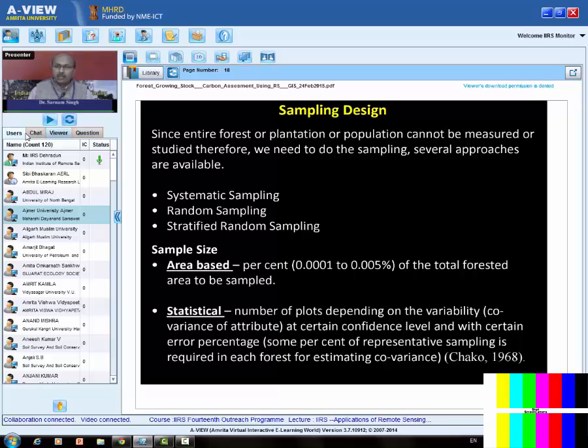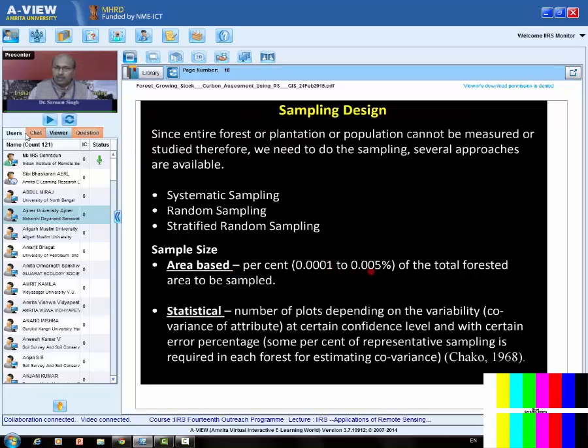Any of these sampling methods can be used, because it is just impossible to do the inventory of the entire population. So the best thing is that we do the sampling only for a very small area, and that's why we are doing plot sampling. Sampling size can be area based or statistical, depending upon what the area is.